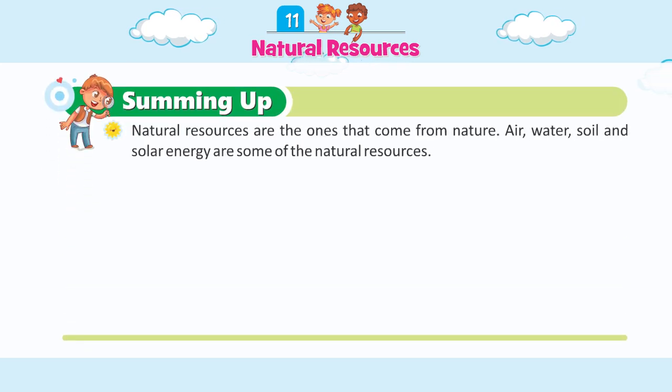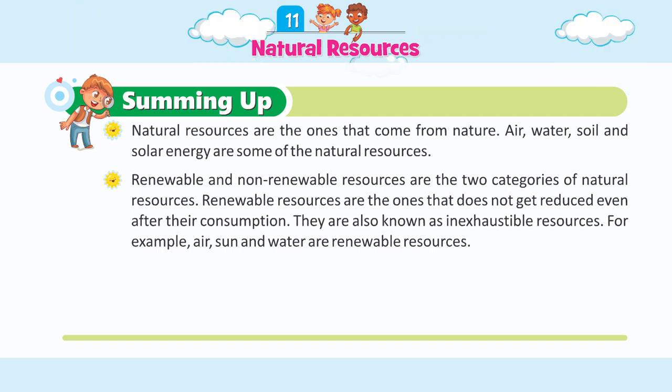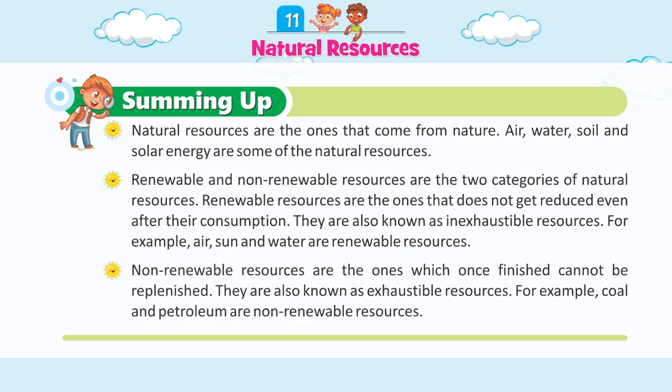Summing up. Natural resources are the ones that come from nature. Air, water, soil, and solar energy are some of the natural resources. Renewable and non-renewable resources are the two categories of natural resources. Renewable resources are the ones that do not get reduced even after their consumption. They are also known as inexhaustible resources. For example, air, sun, and water are renewable resources.